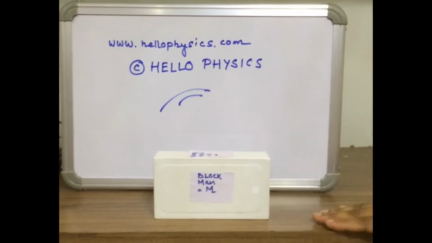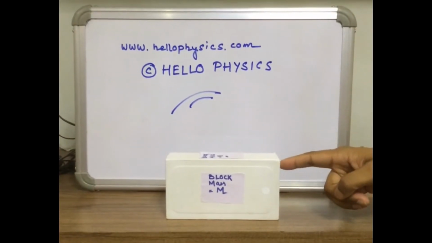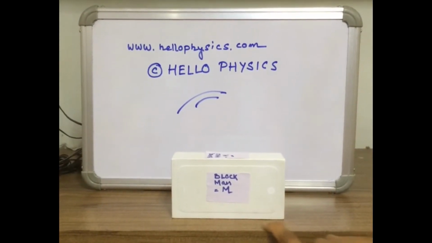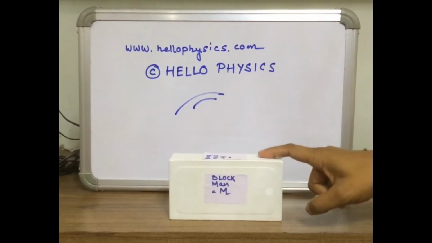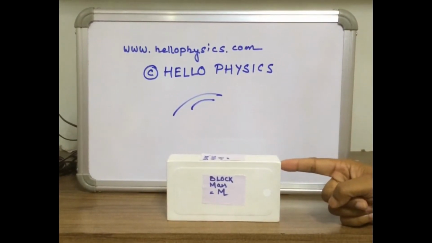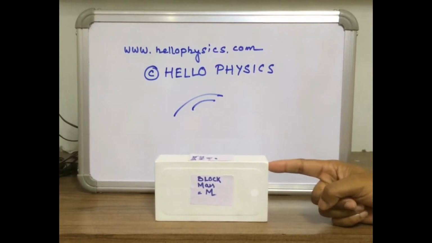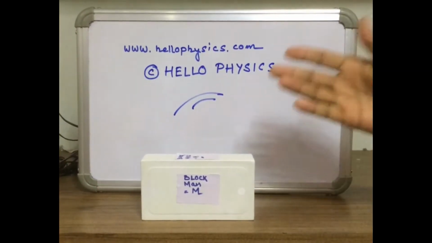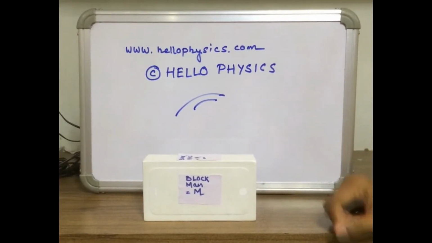Why? Because the applied force is less than the maximum static friction that can occur between the block and the surface. Now, I increase the force a little bit and what happens? The block starts moving towards that side, okay, towards your left on the screen.